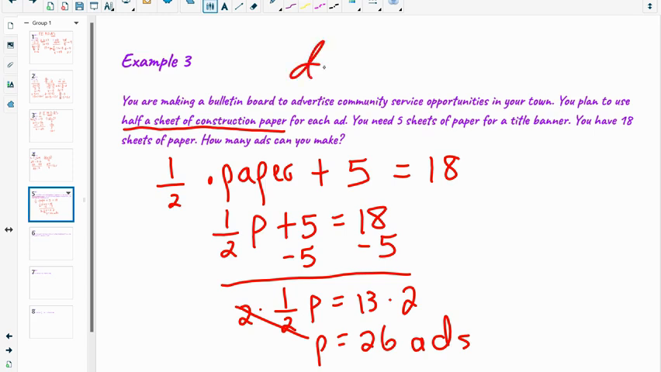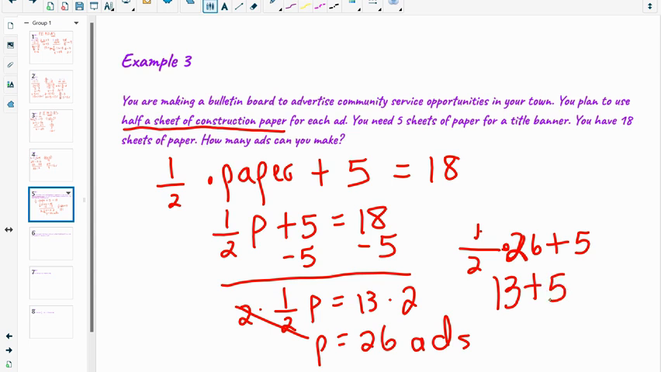All right, there we go. I got it written out. 1/2 times 26, that's 13, and plus 5 is 18. There we go, and we're good.